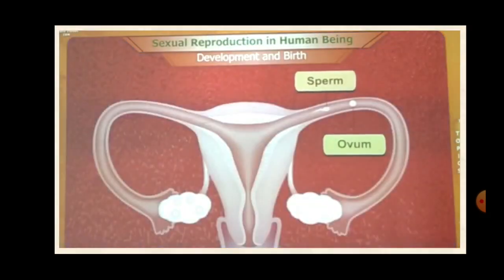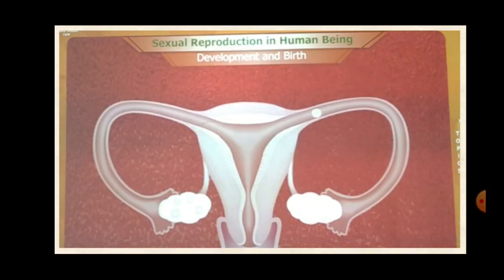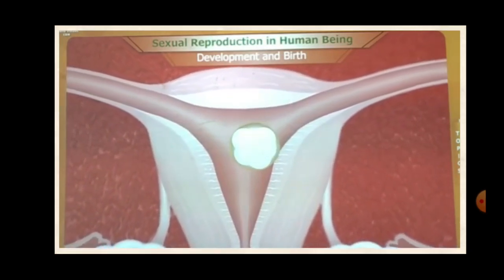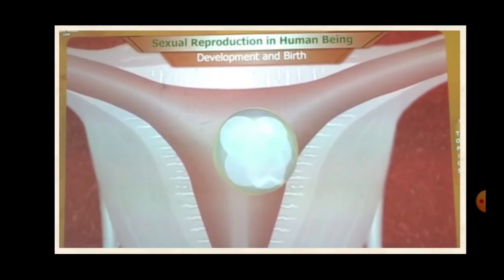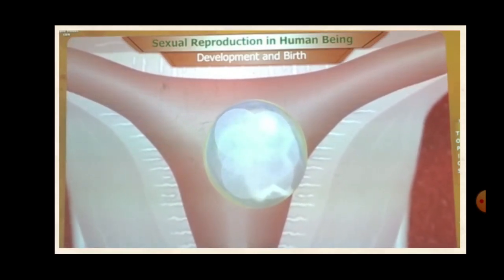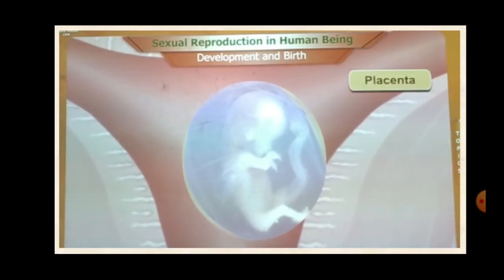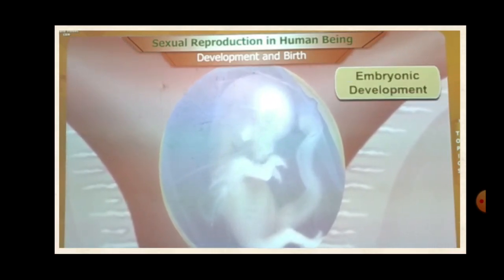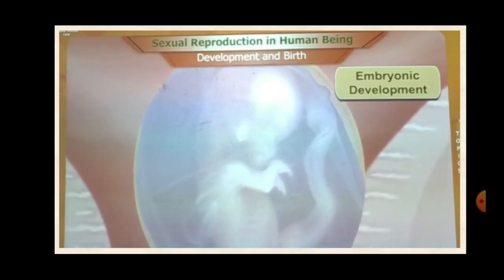You can easily understand how fertilization has taken place in the fallopian tube. The zygote is dividing mitotically to form an embryo, which is then pushed towards the uterine wall for implantation. Here the divisions take place and the baby is developing. You can see a tube or cord-like structure in front of the baby, which is called the placenta. I told you it is for the supply of food and nutrition to the baby.